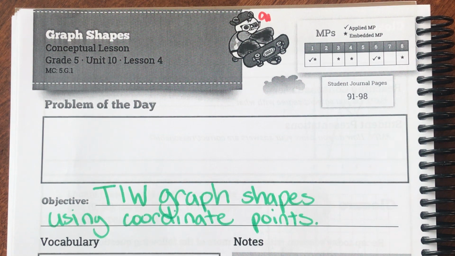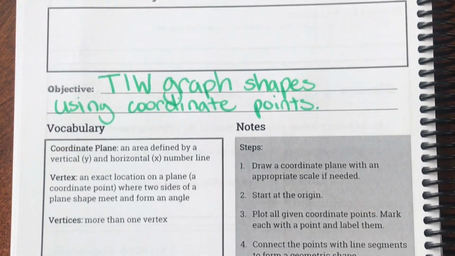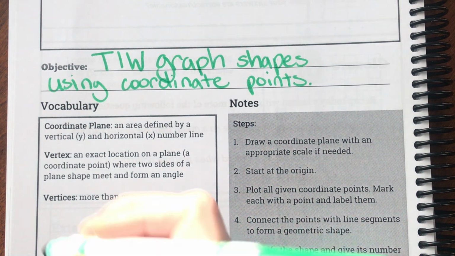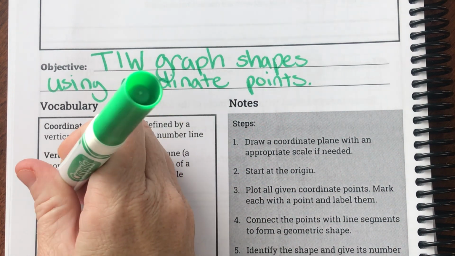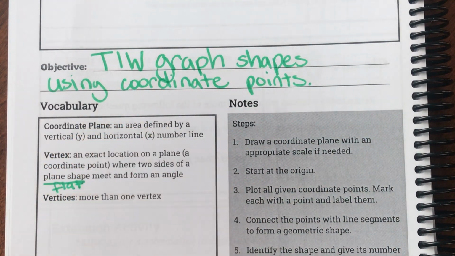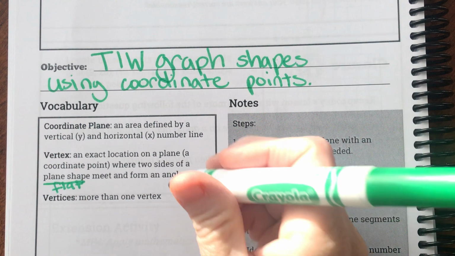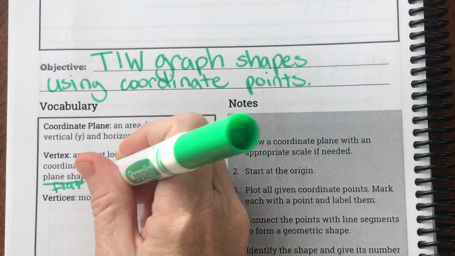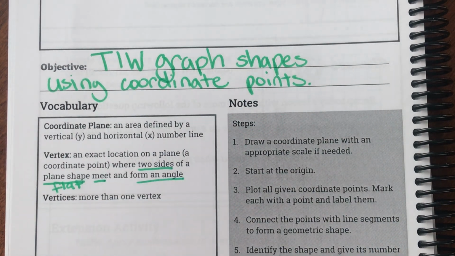There is one or two words that I just want to quickly review from our vocabulary. Right here it says a vertex. A vertex is an exact location on a plane, a coordinate point, where two sides of a plane shape meet and form an angle. So a plane shape is just a flat, closed shape, flat and closed. And key word here is where two sides meet and then form an angle. That's really what a vertex is.